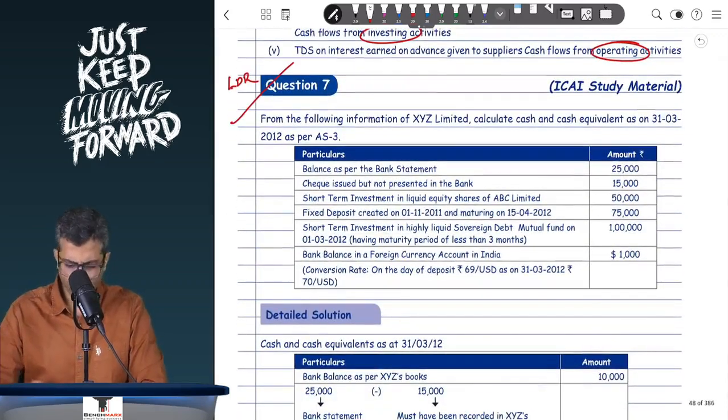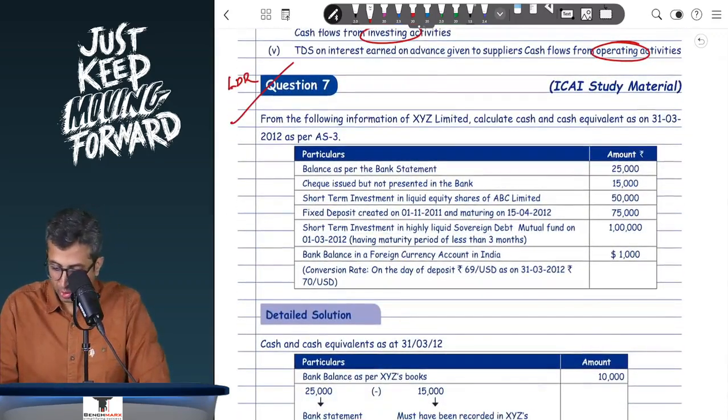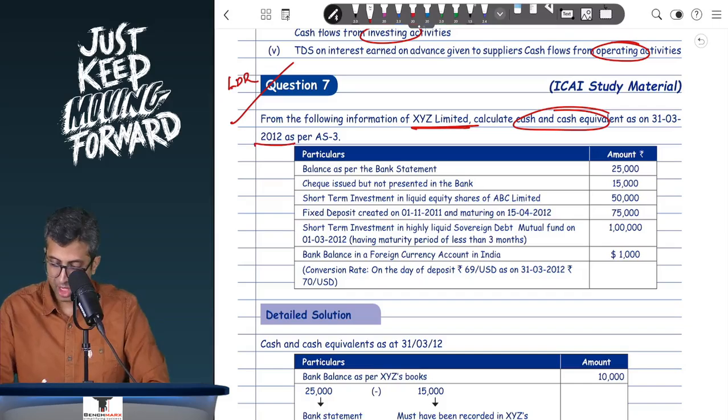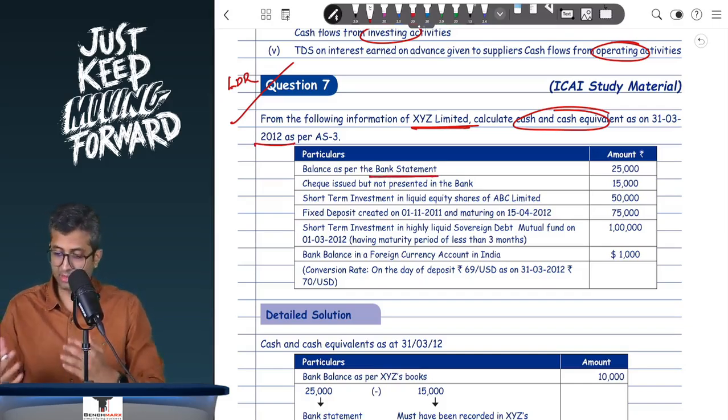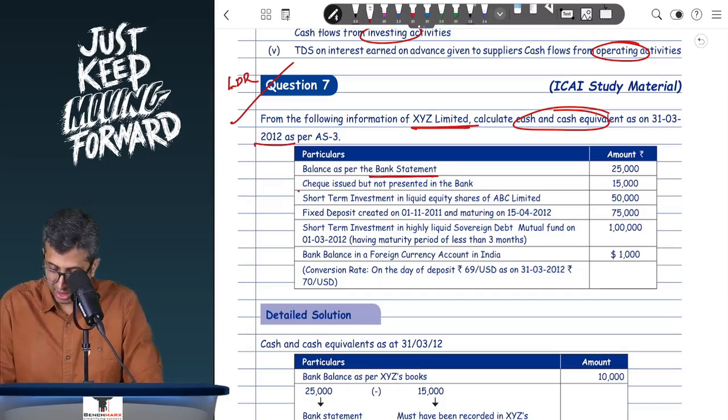Then you go to question number 7. Now the following information of XY. Calculate cash and cash equivalent for 31st March 12 as per AS3. Balance as per bank statement. This is clearly a part of your cash equivalent. However, there are certain checks which have been issued but not presented in the bank.